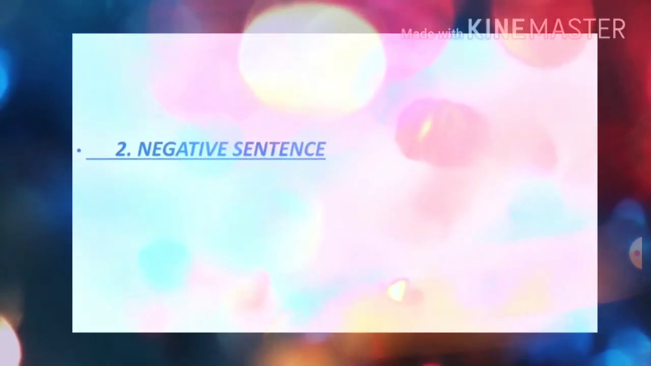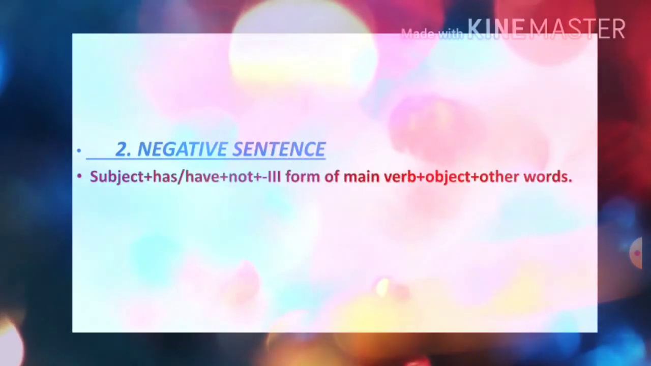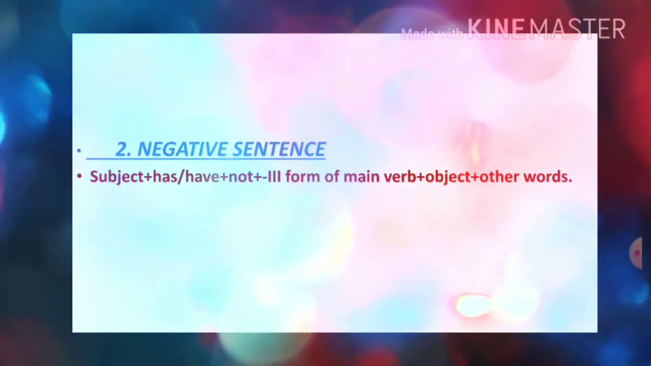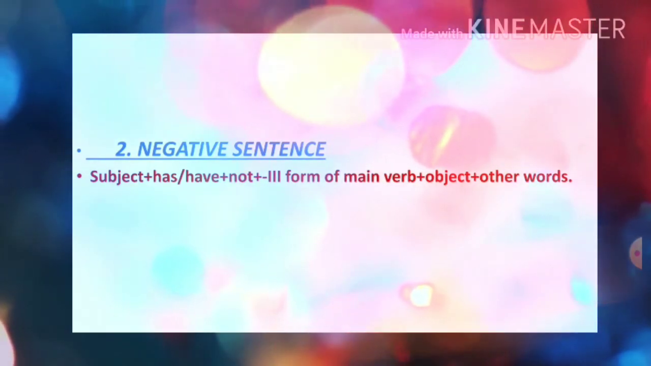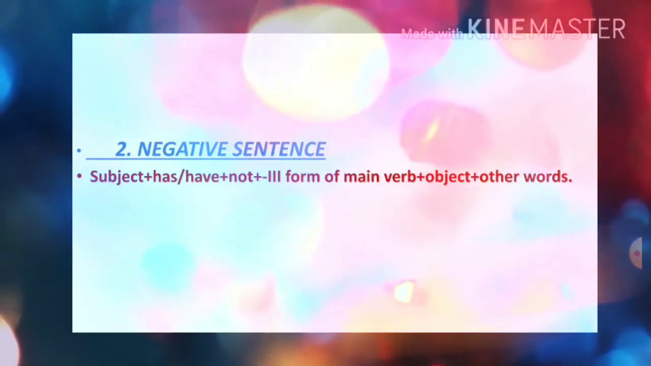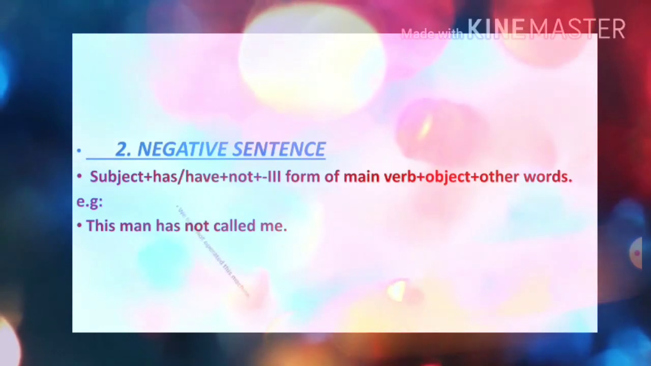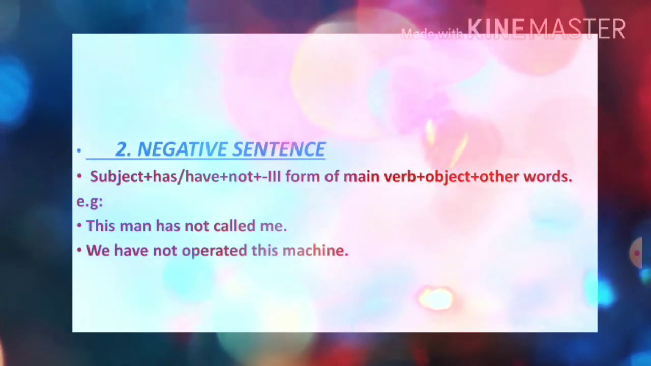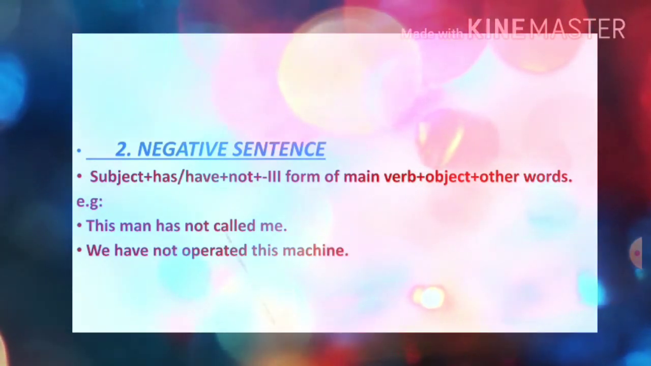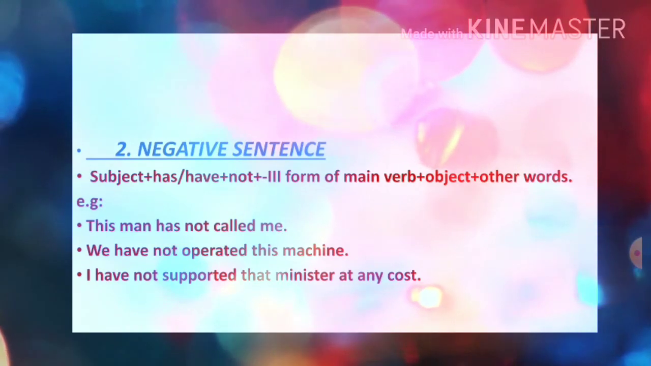And the next kind of sentence is negative sentence. As you know the negative sentence, all things remain the same, only you have to use not with the helping verb. So the formation is subject, has or have as per the subject, not, and main verb in third form, object, other words. For example, this man has not called me. All things remain the same, just you have to use not for the negation. We have not operated this machine. So here not is used for the negative sentence. I have not supported that minister at any cost. So here also not is used with have.